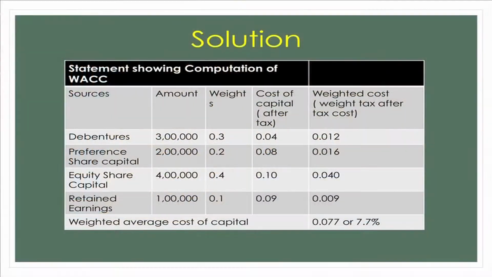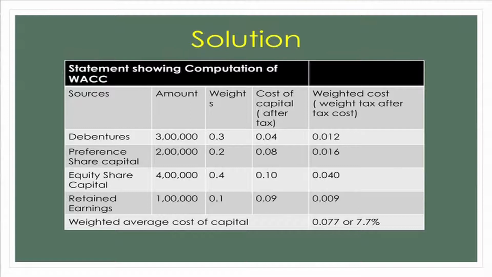Now, weighted average cost of capital after tax is to be ascertained. We will simply multiply weights with cost of capital. So, for debentures, we can ascertain it as 0.3 into 0.04 is equal to 0.012. Preference share capital, 0.2 into 0.08, will give us the result as 0.016. Equity share capital, 0.4 into 0.10, will give us the value as 0.040.